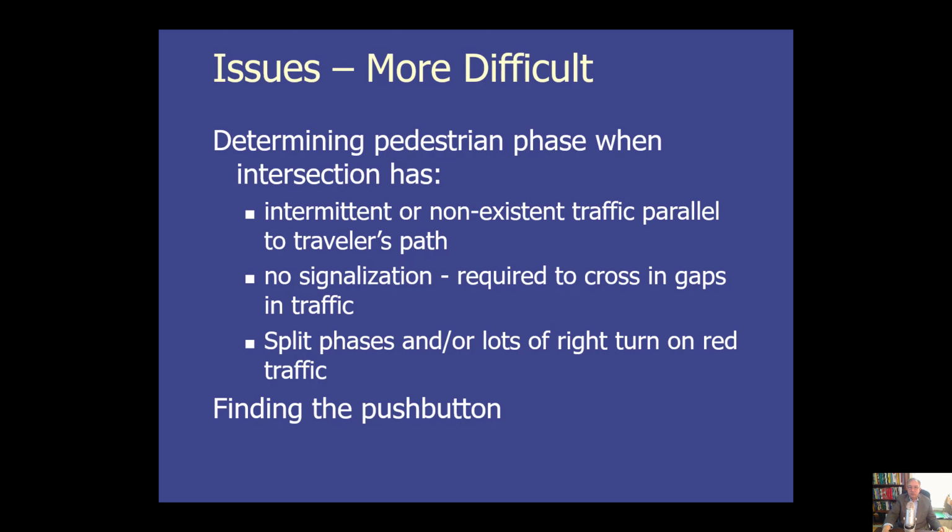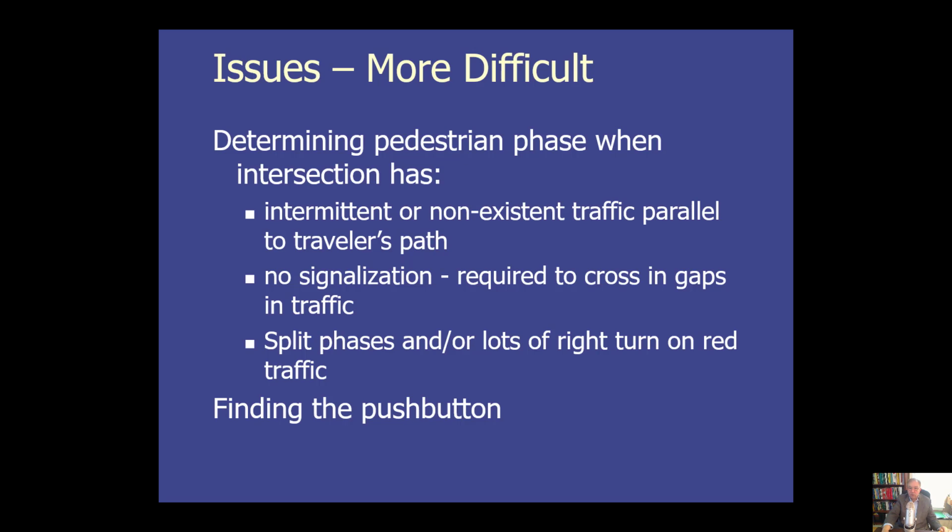And there are some issues that make it more difficult. Determining the pedestrian phase is difficult when the intersection has intermittent or non-existent traffic parallel to the traveler's path. We've seen that in some of our crossings already, where we don't have a surge. There are crossings where there is no signalization at all, and we have to make crossings in gaps or with continually fast-moving traffic.